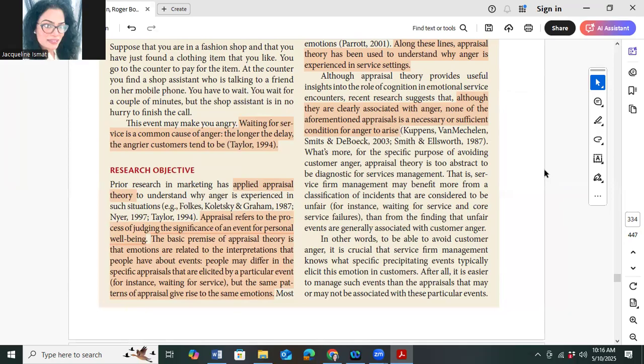सिचुएशन में कंज्यूमर का एंगर बनता है, लेकिन वो ये भी बात कर रही है कि there is role of cognition. लॉजिक का भी काम होता है इसमें, रैशनल का भी काम होता है. ठीक है, इमोशन को कर्टेल करने का, इमोशन को पैसिफाई करने. सही. So there's a role of cognition in emotional service counters, and although they are clearly associated with anger, none of the aforementioned appraisals is necessary or sufficient condition for anger to arise.